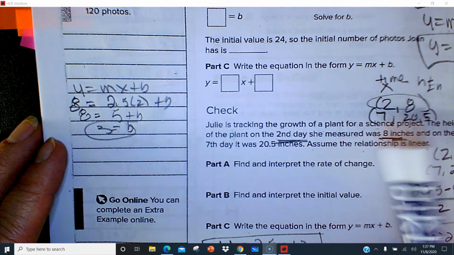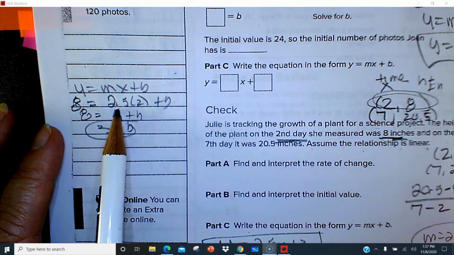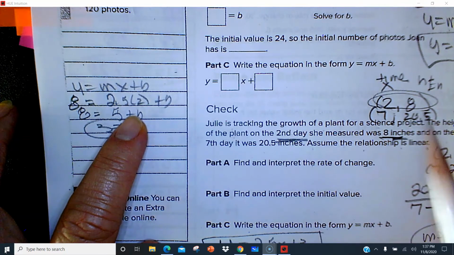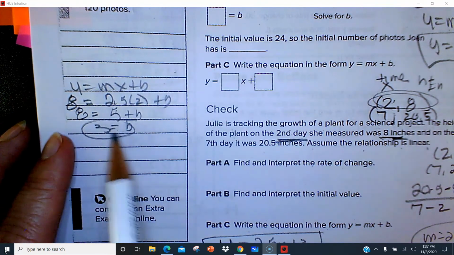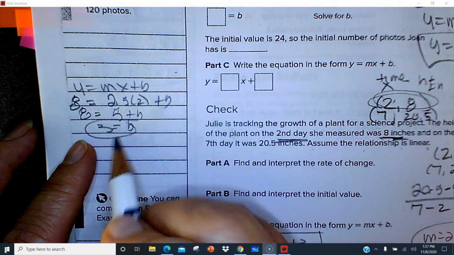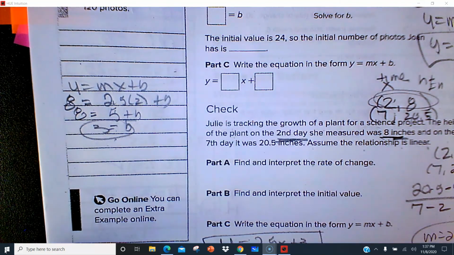Put that back in. I'll use this as my ordered pair for finding the b. 8 equals 2.5, which is our slope, times 2 plus b. So I have to put this ordered pair back in to find the b. I solve it. B equals 3. So I got my b equal to 3, and my slope equal to 2.5. Y equals 2.5x plus 3.